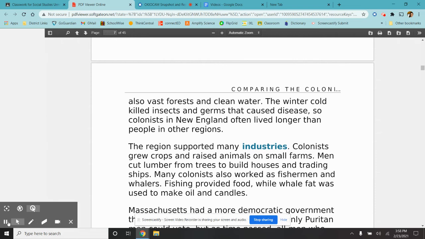The region supported many industries. Colonists grew crops and raised animals on small farms. Men cut lumber from trees to build houses and trading ships. Many colonists also worked as fishermen and whalers. Fishing provided food, while whale fat was used to make oils and candles.